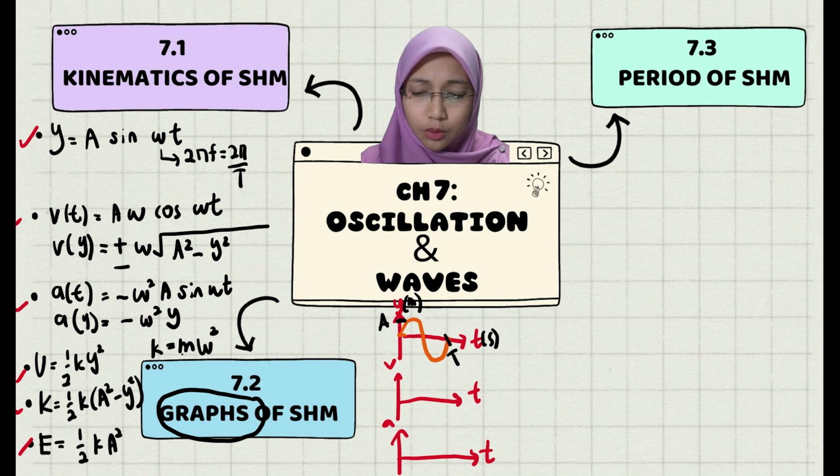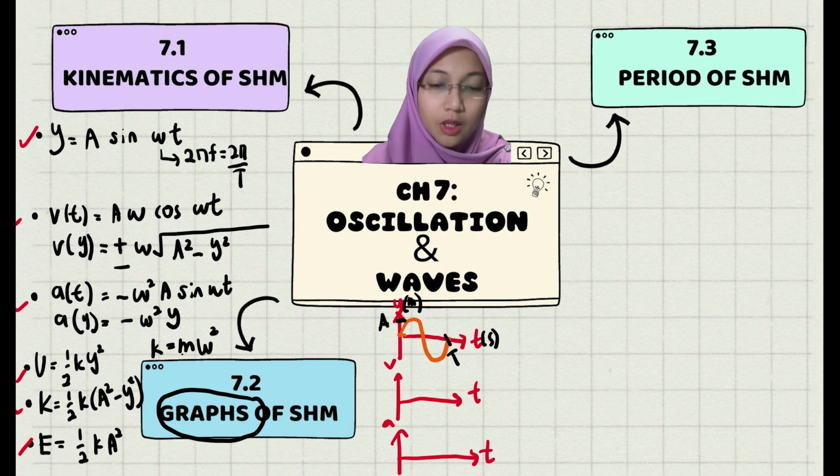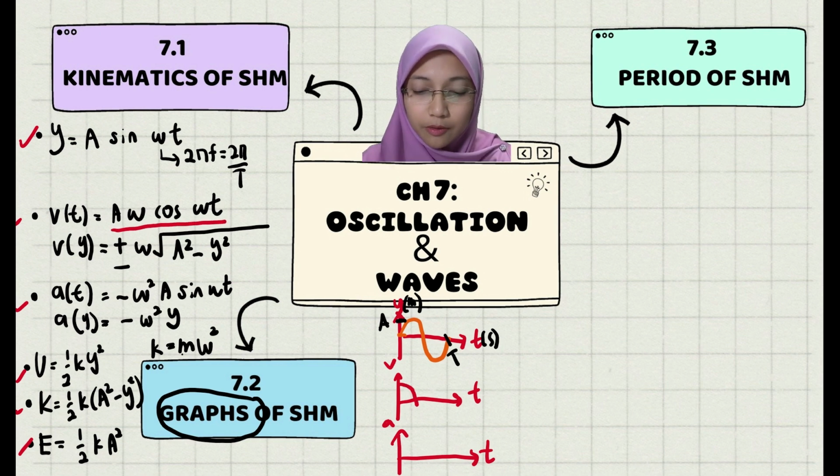For the velocity, the equation is A omega cos omega t, so it is a cosine graph. The form of the cosine graph is like this. Again, you need to label the unit and the period. If you get the value, you just put the value here, and the maximum value of velocity is A omega.